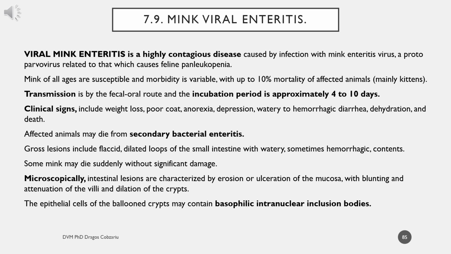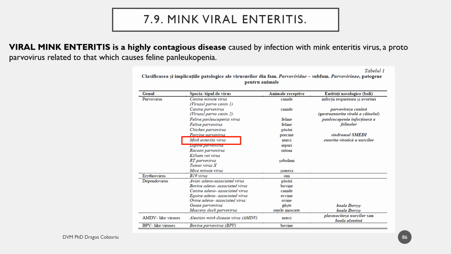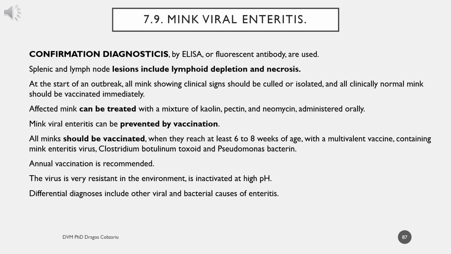Gross lesions include flaccid, dilated loops of the small intestine with watery, sometimes hemorrhagic, contents. Some mink may die suddenly without significant damage. Microscopically, intestinal lesions are characterized by erosion or ulceration of the mucosa, with blunting and attenuation of the villi and dilation of the crypts. The epithelial cells of the ballooned crypts may contain basophilic intranuclear inclusion bodies. Confirmation diagnostics by ELISA or fluorescent antibody are used. Splenic and lymph node lesions include lymphoid depletion and necrosis.